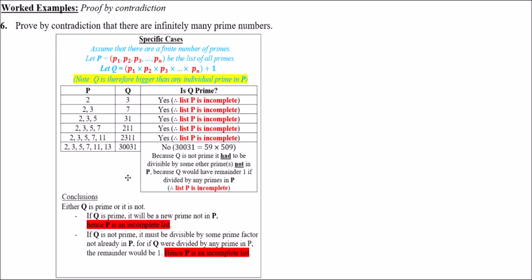Or, if Q is not prime, it must have been divisible by some other prime factor not already in P, because if Q were divided by any prime in P, it'd have that annoying remainder of 1. So therefore, there must be some of the prime factors not listed in P. So again, P must have been an incomplete list. So no matter how many primes are in P, it's always going to be incomplete. So therefore, there can never be a complete list of primes, so the primes are infinite.